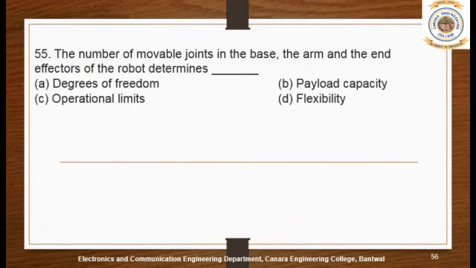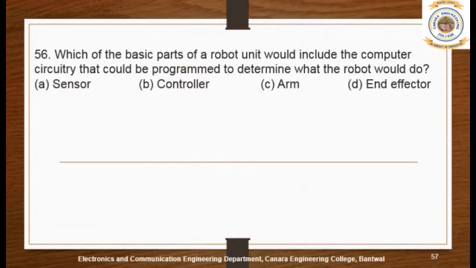Then the number of movable joints in the base, the arm and the end effectors of the robot determines the degrees of freedom. That is nothing but the angle at which the robot can move its hands, legs, or whatever. Depending on that gives the degree of rotation. So that is the degree of freedom we use here.